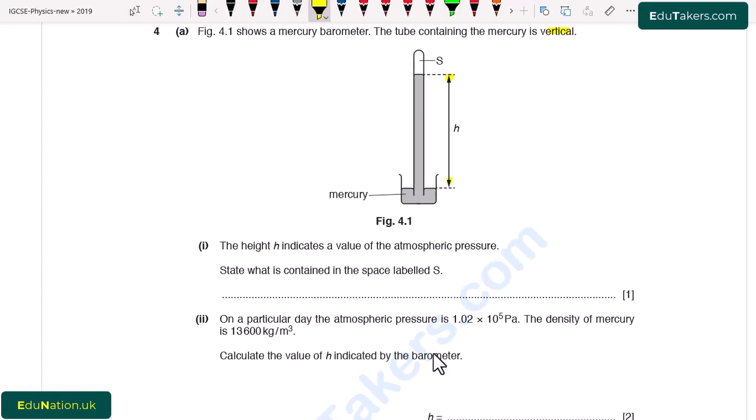Part 1. The height h indicates a value of the atmospheric pressure. State what is contained in the space labeled as X. So here is a space X. We have to tell what this space contains. So we can see that there is nothing, it's totally empty. So it's a vacuum. I write here vacuum.